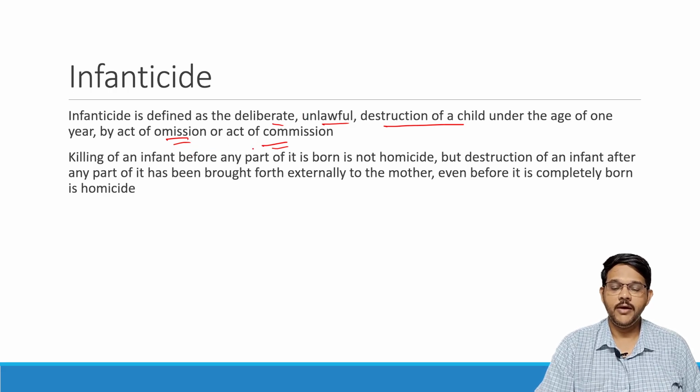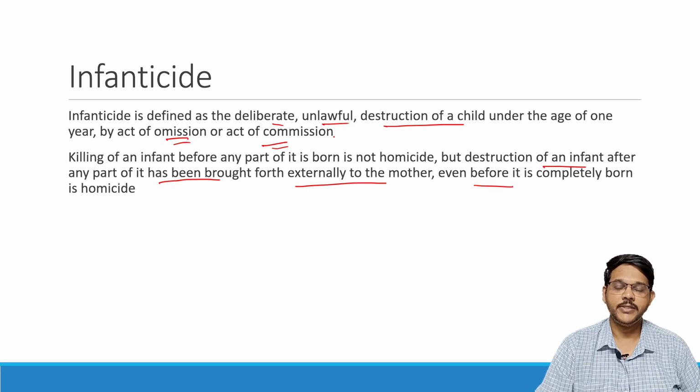Killing of an infant before any part of the body is born is not considered as homicide. But destruction of an infant after any part of it has been brought forth externally to the mother, even before it is completely born, is homicide. So if any part of the body has been born and it has been killed, then it becomes a homicide. But if the child is still in the womb, then it is not considered as homicide.